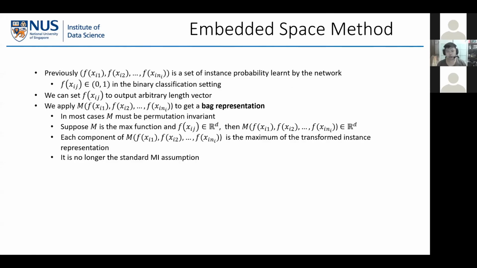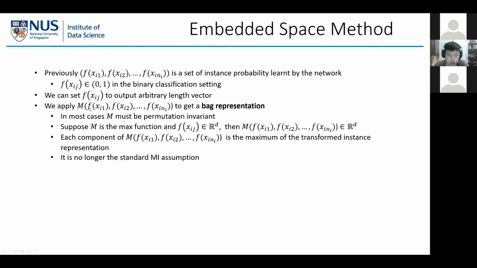So lab 3. This is basically what we did with lab 3. Previously, if you remember, with the multiple instance learning instance-based classification, we want our model to output a probability for each instance. But of course, with the embedded space method, this is not a requirement. Instead of outputting a single probability for each instance, we can set this quantity f of xij for each instance xij to output an arbitrary length vector, and then apply this m, which is a pooling function, to all the instances inside the bag to get a bag representation.